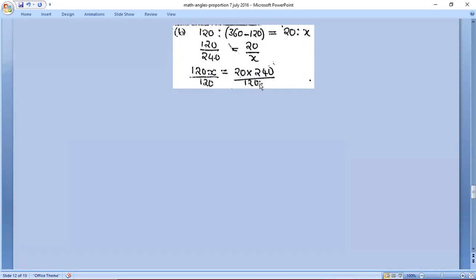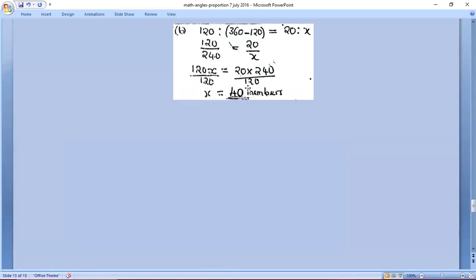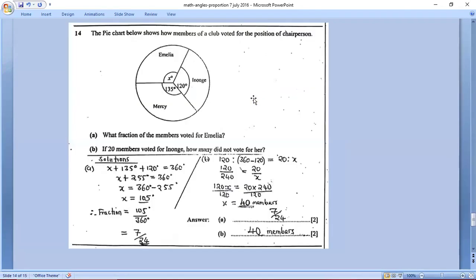You don't have a calculator, so you have to make use of the tricks. Don't waste your time by multiplying this. Just leave it until the final, after you've cancelled out. So 120 divided by 120. We divide by 120 to get rid of this 120, so we do this on both sides. And then the x remains alone. Then here, if you cancel out the 0 on the 240 and the 0 on the 120, then 12 into 24 will be 2. 2 times 20 is 40, meaning 40 members did not vote for her.